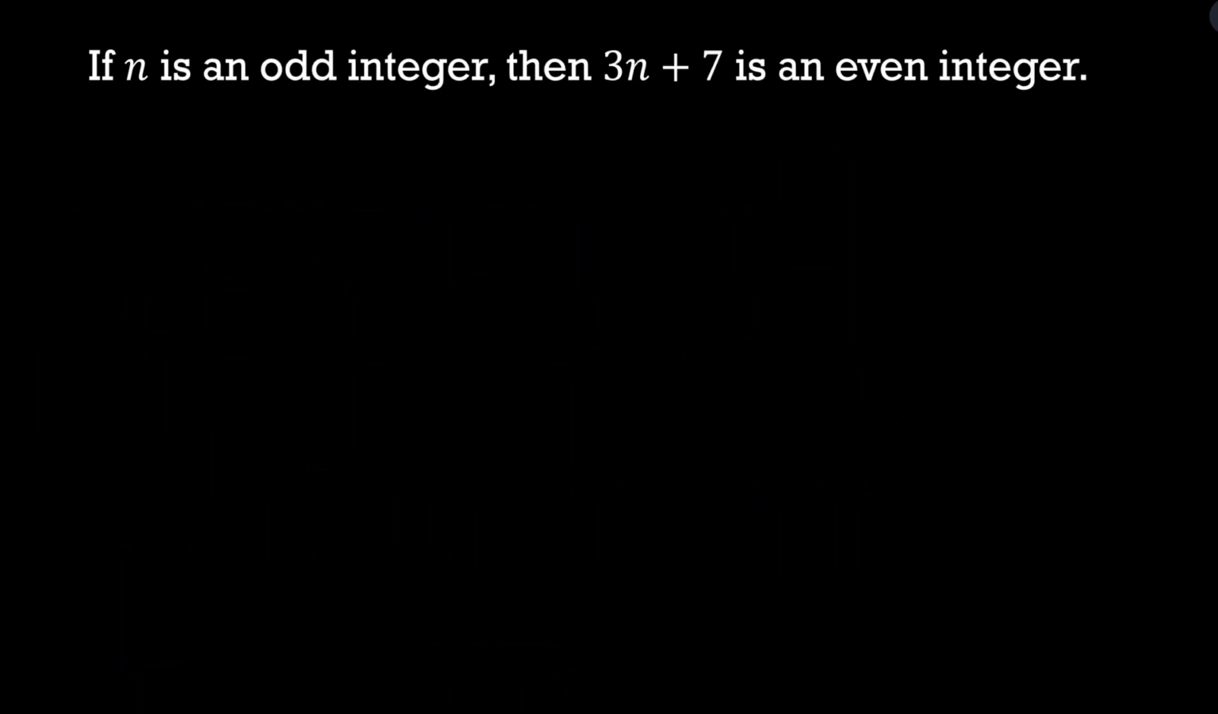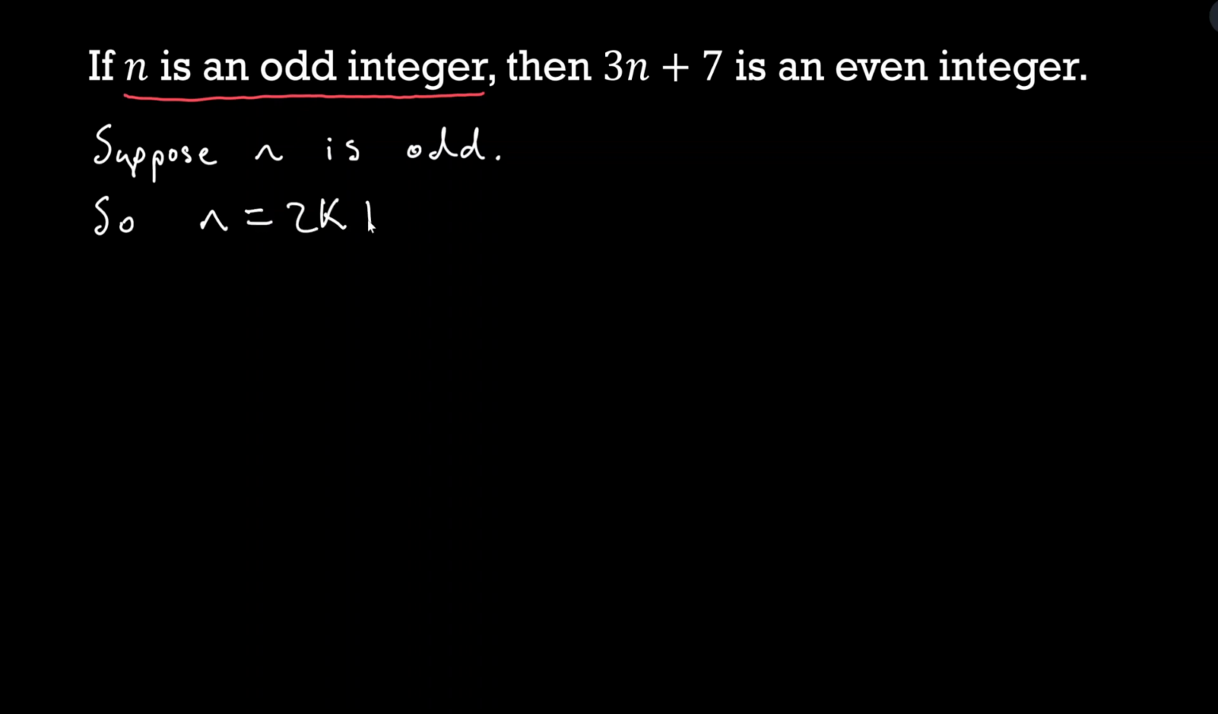Apply the same strategy. Identify the if statement. What is that? n is an odd integer. Okay, so what does that mean? Well, that's what we're going to assume. We're going to suppose n is odd. And what does that mean based on the definition? So n equals 2k plus 1 for some integer k.